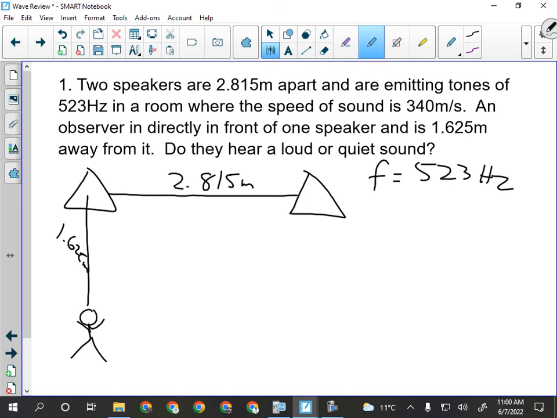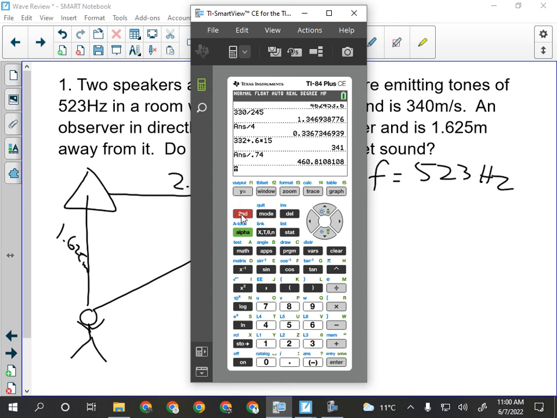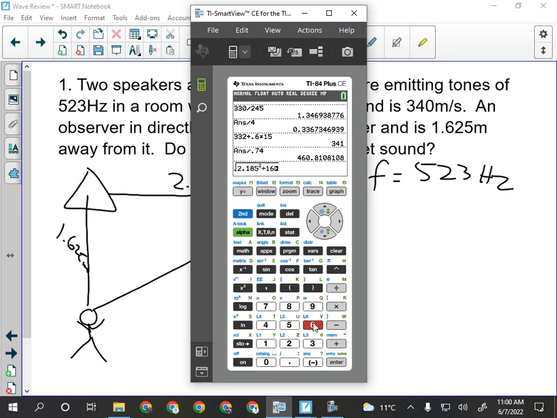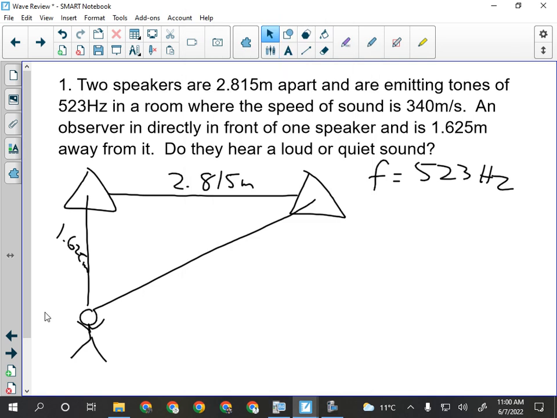So that would be how we would start this. We would obviously need to know this distance here, which we'll just calculate using Pythagorean theorem. Alright, so we'll have the square root of 2.185 squared plus 1.625 squared. Alright, so 2.723, we'll keep all those decimals. Okay, but for now we'll just write that.